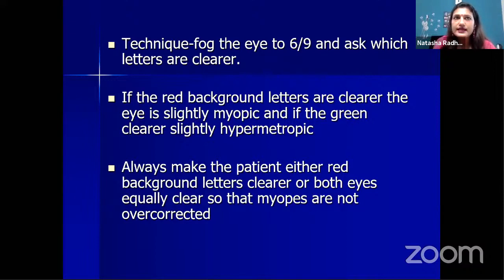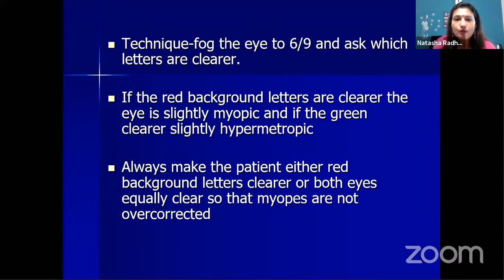So let me say that there is a -3 in your trial frame. You give him -3.25 and he says green is clearer. Then you want to leave him on -3. Don't give him the 0.25. If he says both red and green are clearer and his visual acuity is also remaining 6/6 with the 0.25, you can still give him. But always leave your myope on red clearer or red and green equally clear.